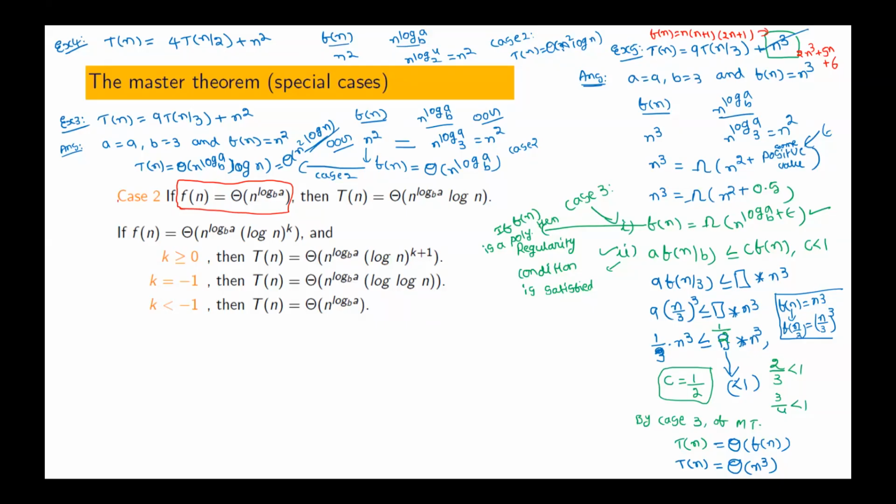But if f of n is of the form theta of n power log a base b into some log n raised to some power, say k: log n into log n into log n, k times. If k is greater than or equal to 0, the answer is this. If k equals -1, the answer is this. We are generalizing case 2 now. If k is less than -1, the answer is this. We will see with an example.